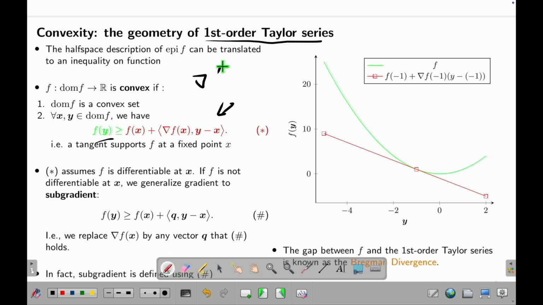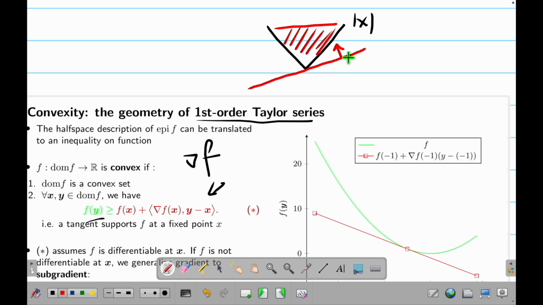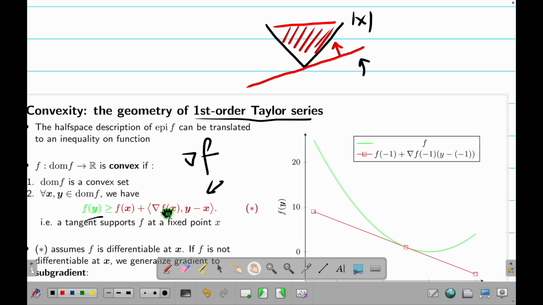If this thing does not exist, what are the examples? We have a function that looks like this. We can still use this argument, right? First, this function is convex because of the epigraph. Epigraph means it can have a half space. Then this is a tangent, or a support. Support means something below. If this is true for this, now we generalize to this thing, also true. The only difference is at this point we do not have a gradient, but we have something else.